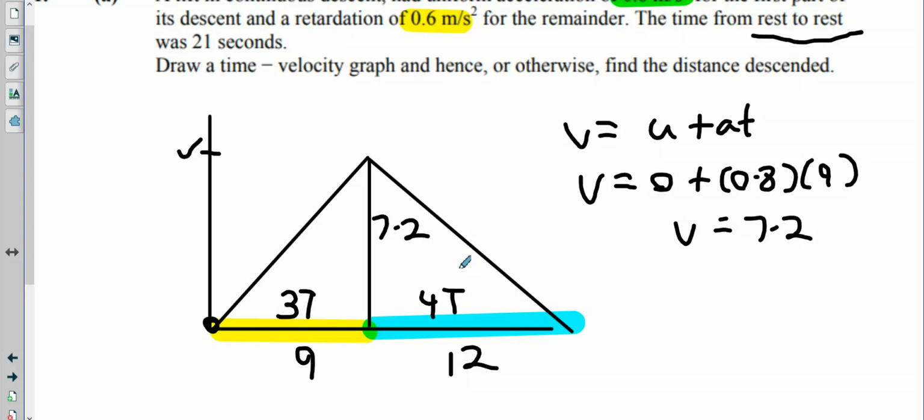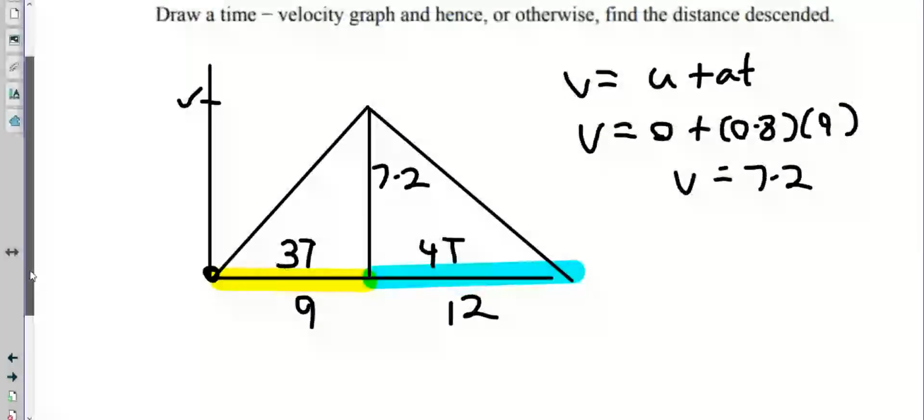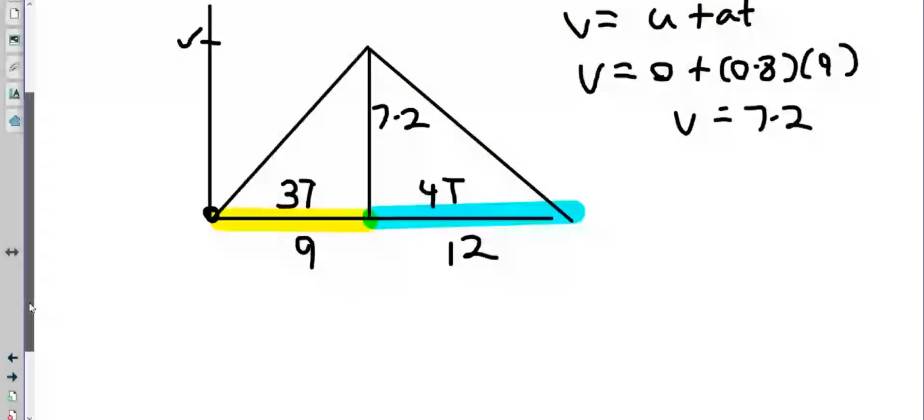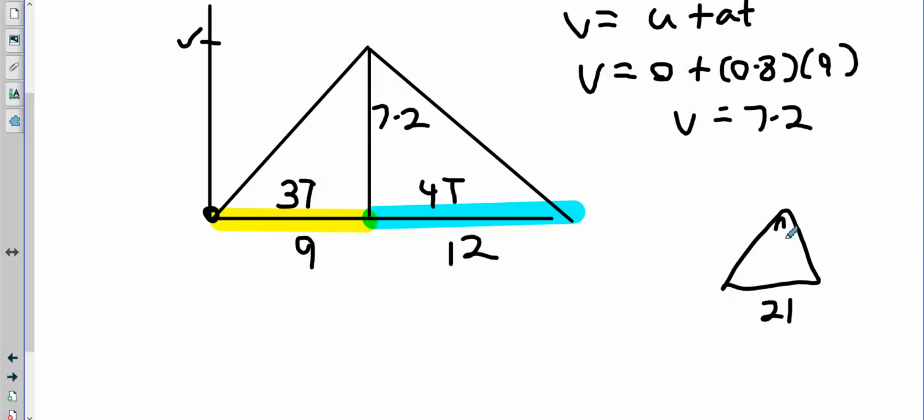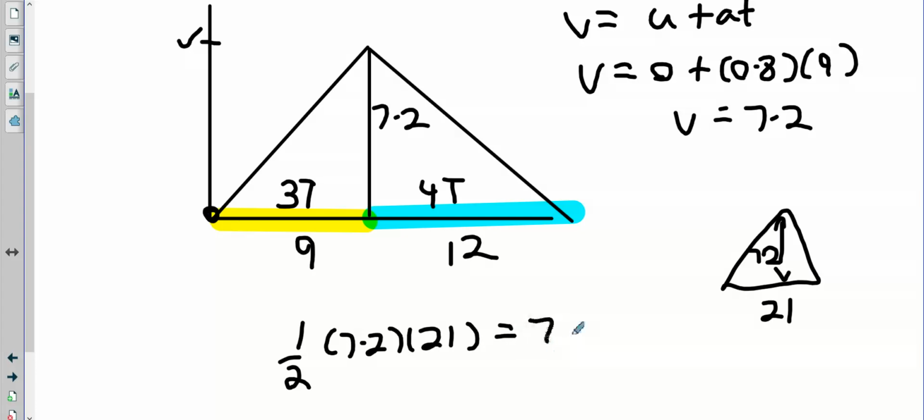Now, if I want to get the area of this entire triangle, what do I need to do then? A half base times height. A half base times height is the entire distance covered. So I think it's 21 for the base, and the height is 7.2. Okay. So what's a half of 7.2 times 21? I believe it should be 75.6 meters.